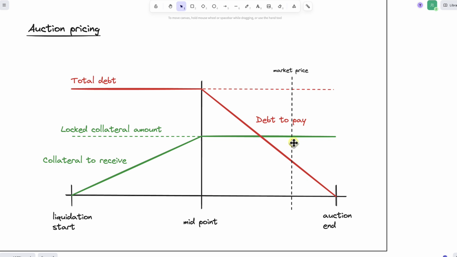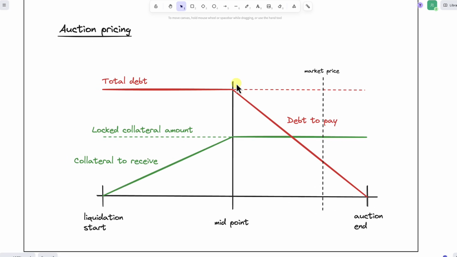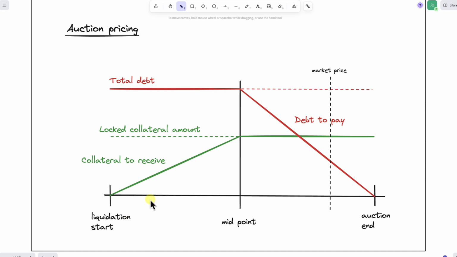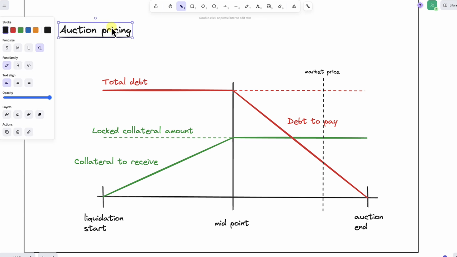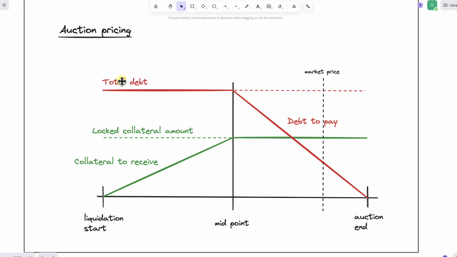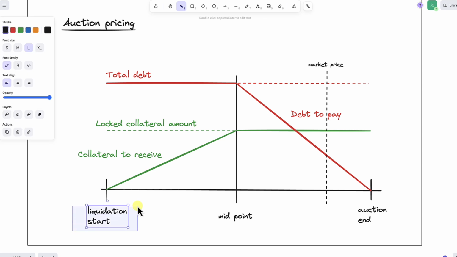how the collateral is priced without an oracle, and it's done by Dutch auction. Remember that one of the conditions for the loan to get liquidated is that the user has not done a partial repayment. In that case, it goes to the auction house. The way the pricing for the collateral is determined is that we do a Dutch auction first. There are three points in the auction. Liquidation start.